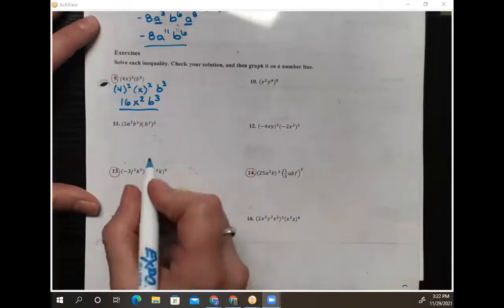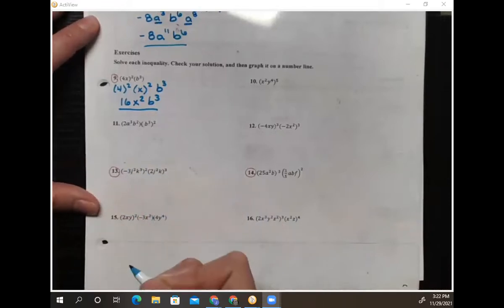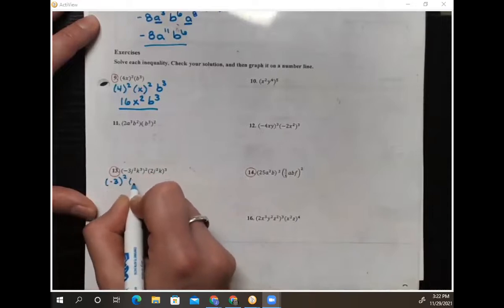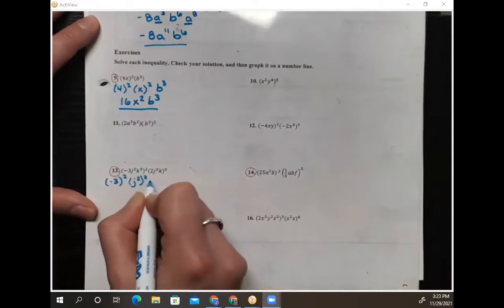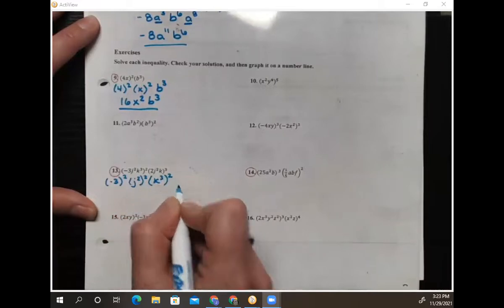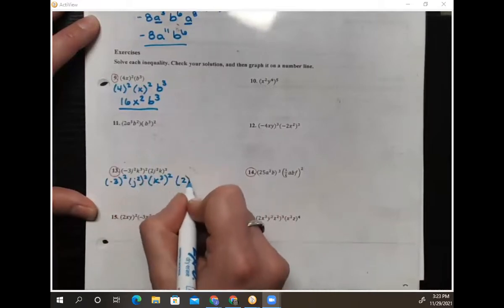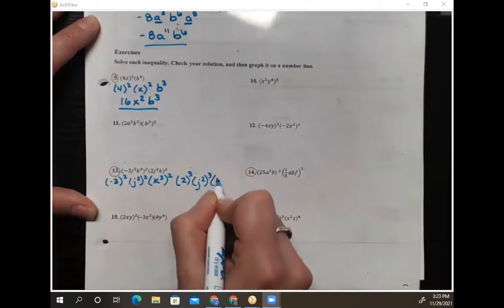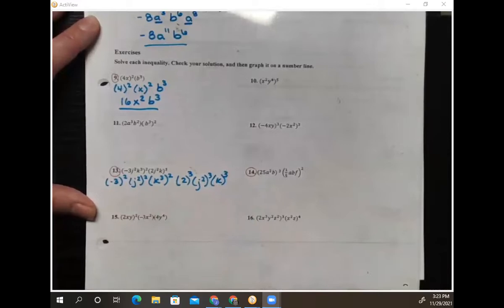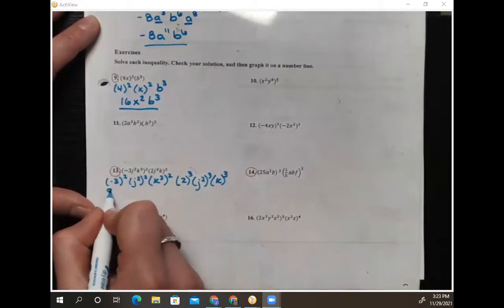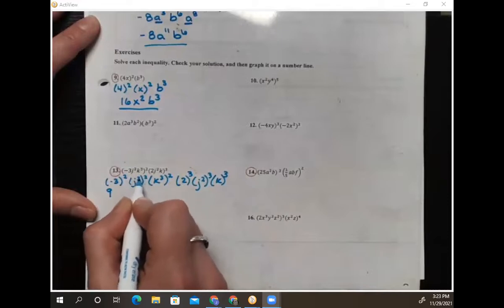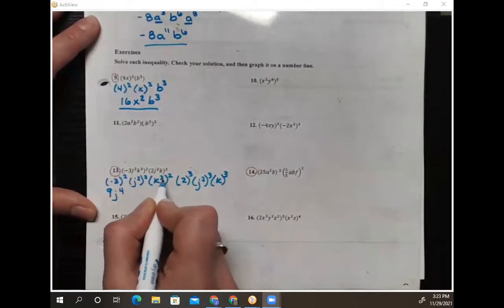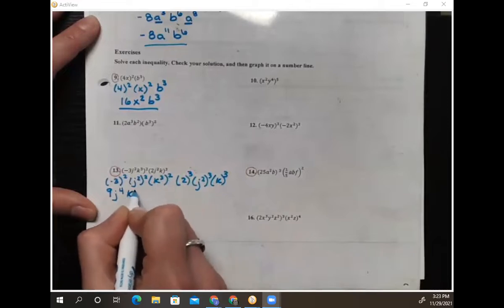If we hop down to number 13, I've got 2 quantities being raised to a power. So I'm going to start by distributing that power in. So this would be -3 squared, and then j squared squared, and then k cubed squared. And then here I have 2 cubed, and then j squared cubed, and then k cubed. So let's start simplifying here. -3 squared is 9. J to the second, squared, I multiply those, I get j to the 4th. And then k to the 3rd to the 2nd, this would give me 3 times 2 is 6, so k to the 6th.